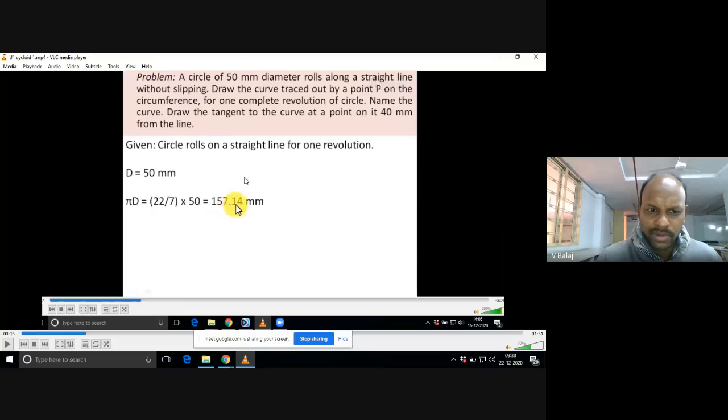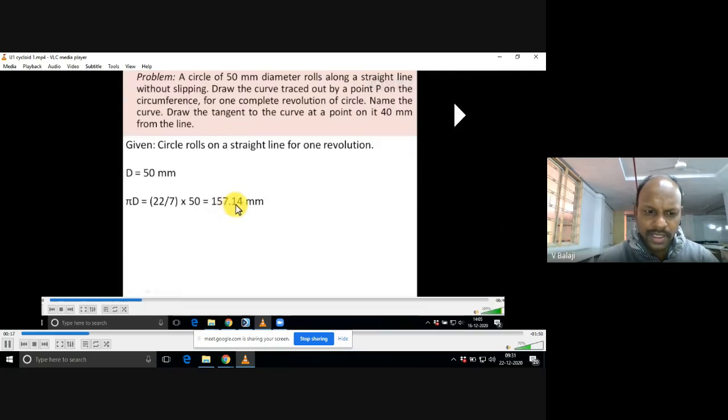In one revolution, the point fixed to the circle travels a distance of pi d, that is 2 pi r, the circumference. For that reason, we calculate this value. It is about 157.14. The 0.14 you can neglect. If it were 0.15, you could round it up to 157.2, but it is only 0.14, so you can neglect it. Take your mini drafter and measure the distance 157 millimeter, about 15.7 centimeter.